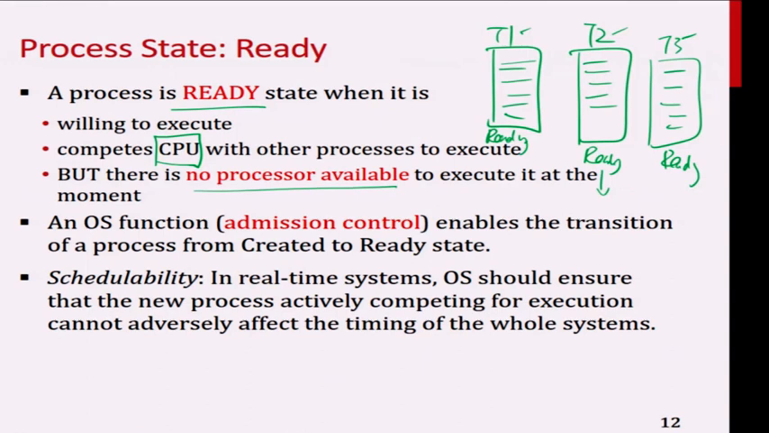Okay, so there is an OS function that will execute to go from created to ready state. Okay, this one, no need to worry. This part, when you do the lab part, you will understand. Okay, so the OS should ensure that all actively competing tasks are able to have enough time to take over the CPU and run. Okay, so schedulability, you'll look into more detail later on in other slides.